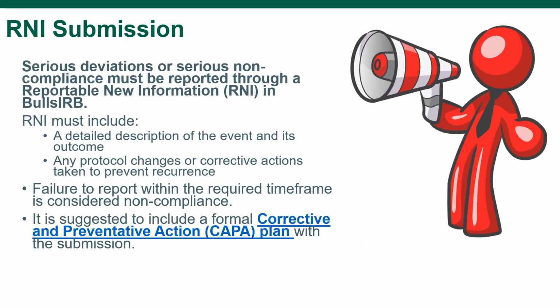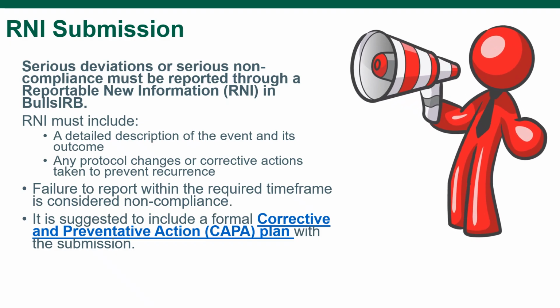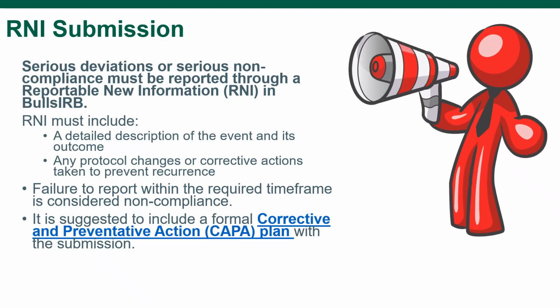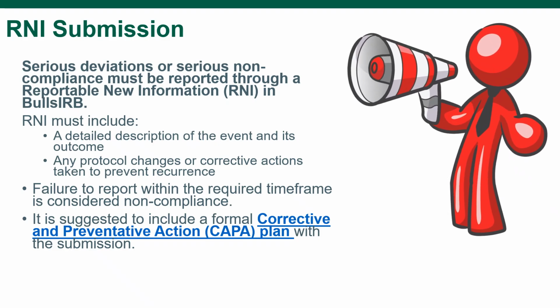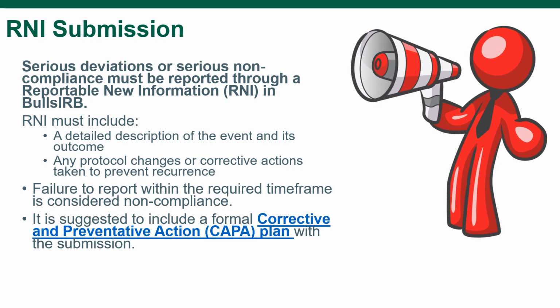Again, an RNI is a reportable new information submission. Serious deviations, serious non-compliance, should be submitted via an RNI SmartForm in BullsIRB. Reports should include a detailed description of the event and outcome, as well as a description of any changes to the protocol or other corrective actions taken to prevent recurrence.